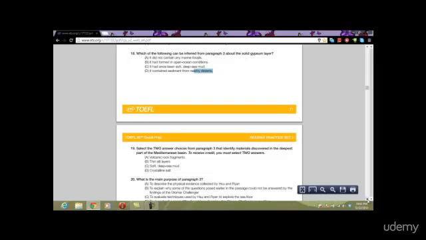Select two answer choices from paragraph 3 that identify materials discovered in the deepest part of the Mediterranean basin. Deepest part. So our keywords are materials discovered in the Mediterranean basin. When I find that language, then I will be able to find my answer choice. Alright, so let's have a look.